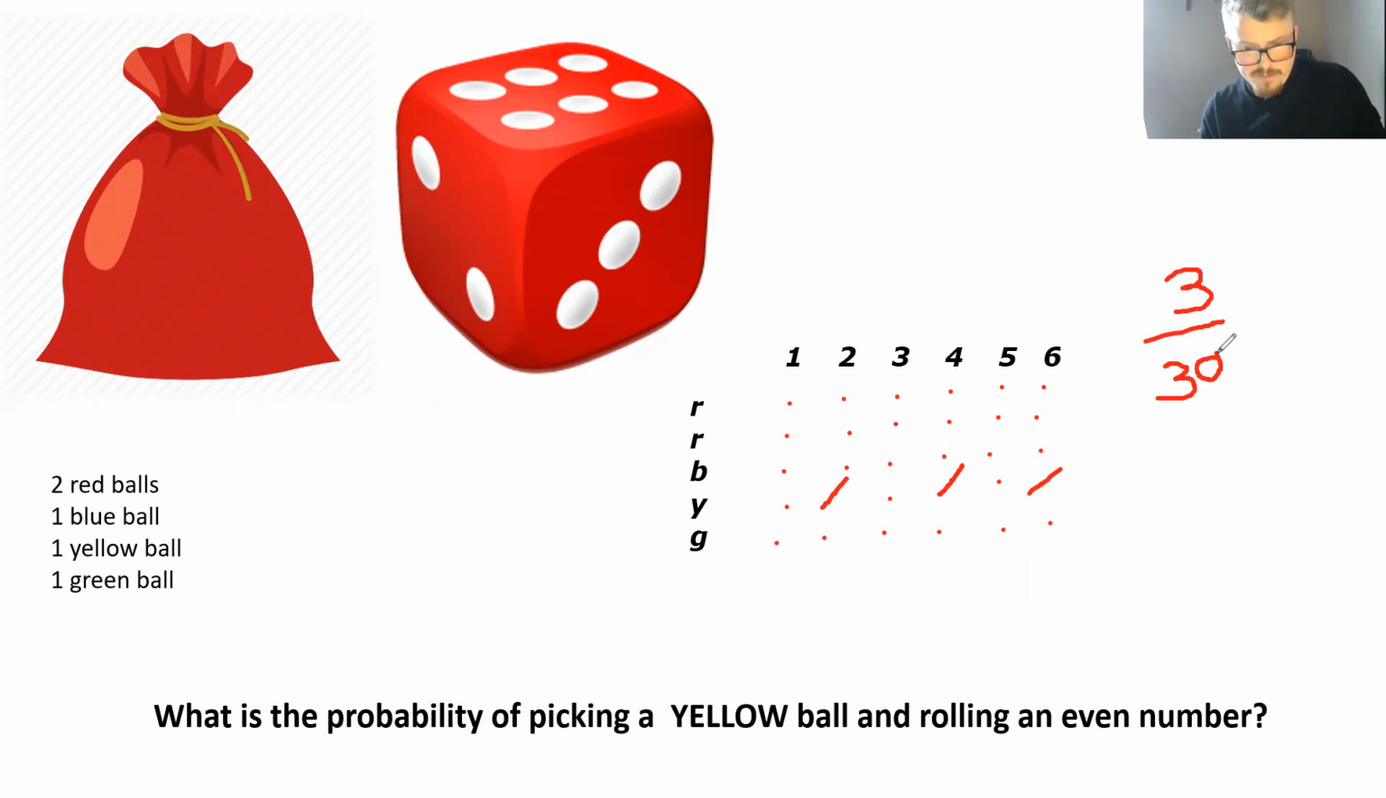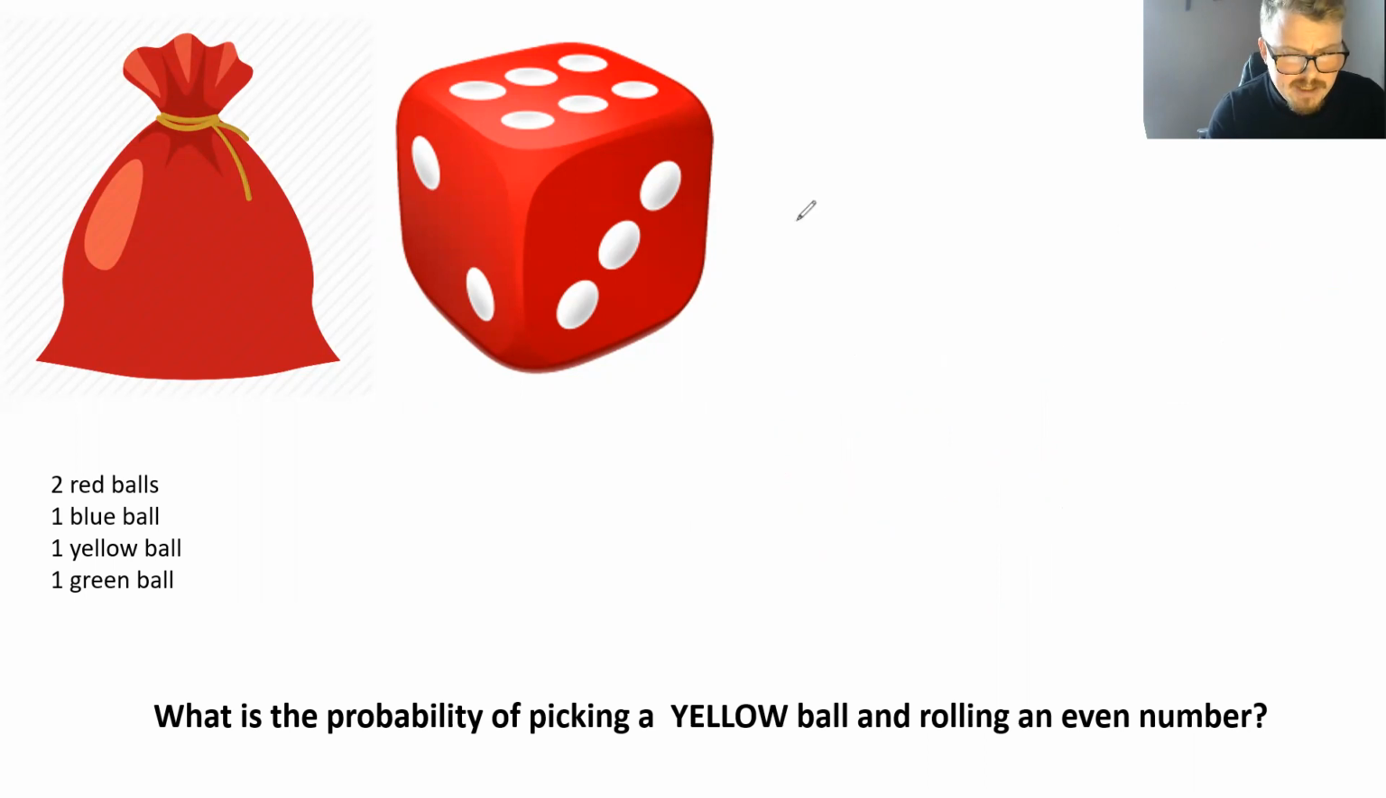Okay, so 3 over 30, let's simplify that. I can divide both of these numbers by 3. So that becomes 1 over 10. So I've got my fraction. Let me clear the screen. Let's rewrite the fraction over here. 1 over 10. I have a 1 in 10 chance of picking a yellow and rolling an even number. But let's convert that into percentages. So let's do it the same way we did last time. Let's start by converting it into a decimal.